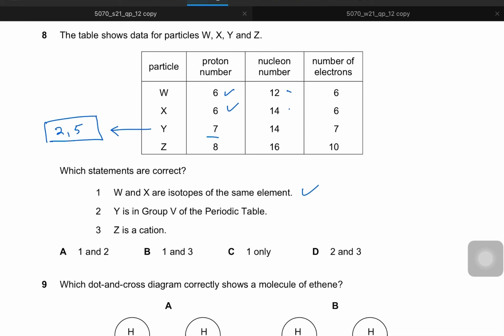Z is a cation. So does Z have fewer electrons than protons? Let's see. Z has 10 electrons and 6 protons. That is not true. Z is apparently an anion. So 1 and 2 are the only correct statements.